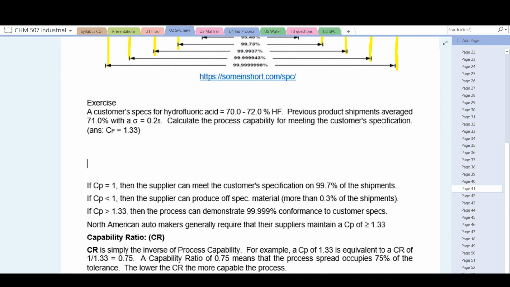Try this exercise. A customer's specification for hydrofluoric acid is 70.0 to 72.0% HF. Previous product shipments averaged 71.0% with a standard deviation of 0.25. Calculate the process capability for meeting the customer's specification. Well, let's do that.